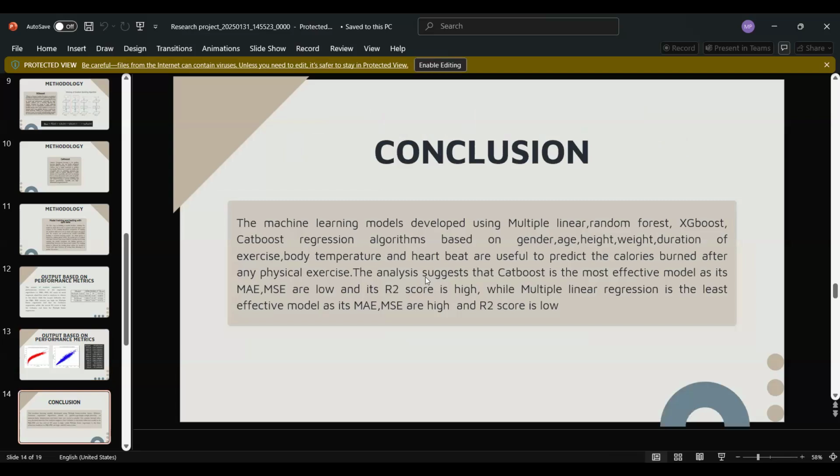As I said before, as the R2 score value is high and the error values are low for CatBoost, we can consider that CatBoost is the most effective model for calorie prediction, while multiple linear regression is the least effective model because its MSE and MAE are too high.